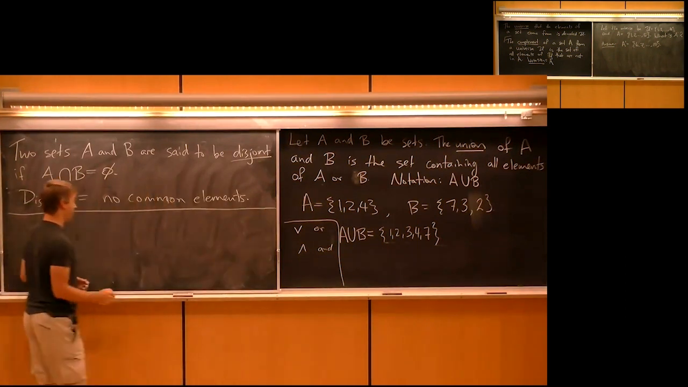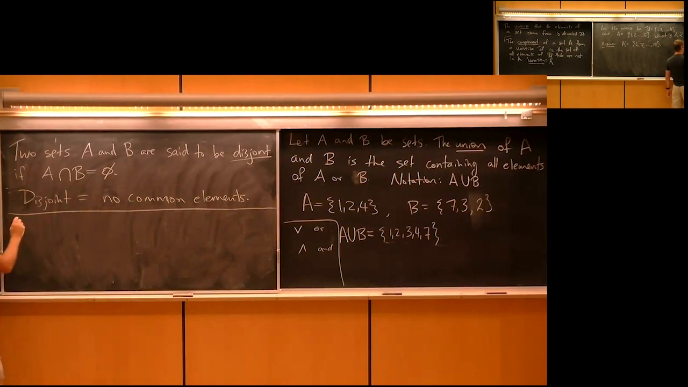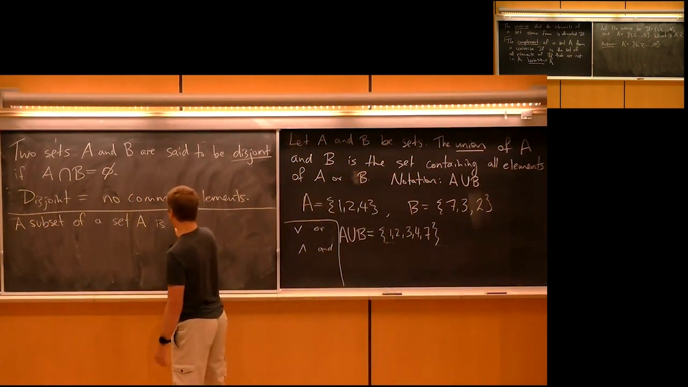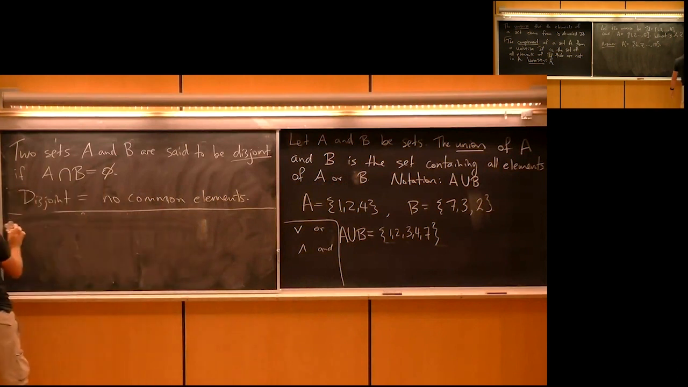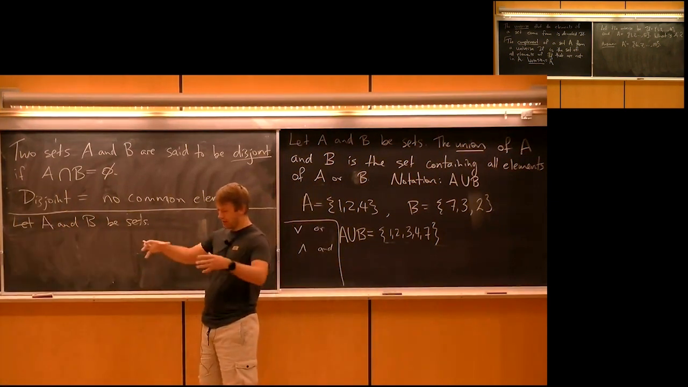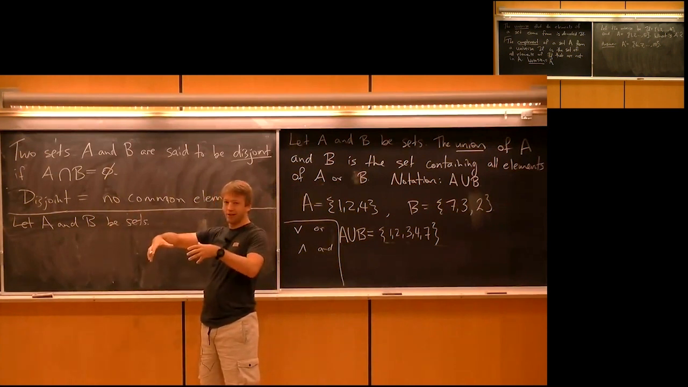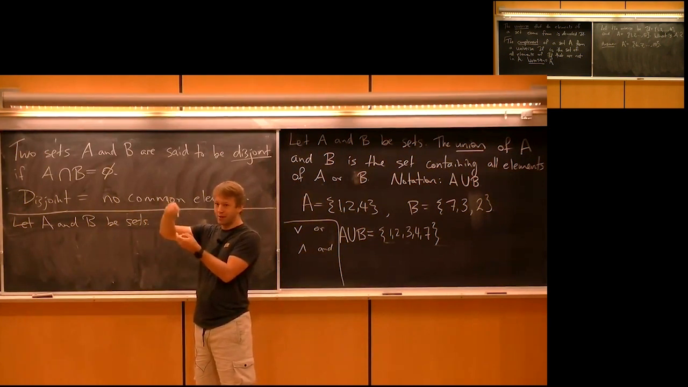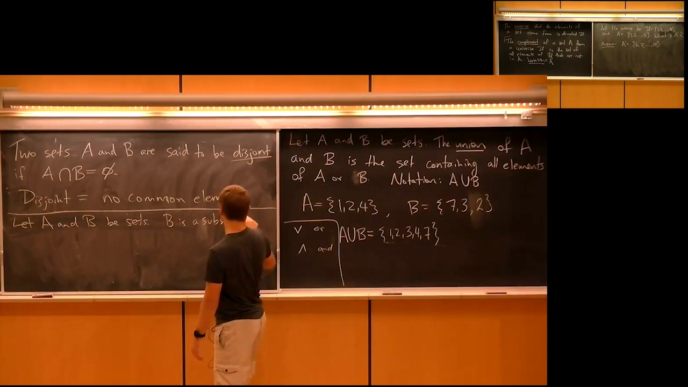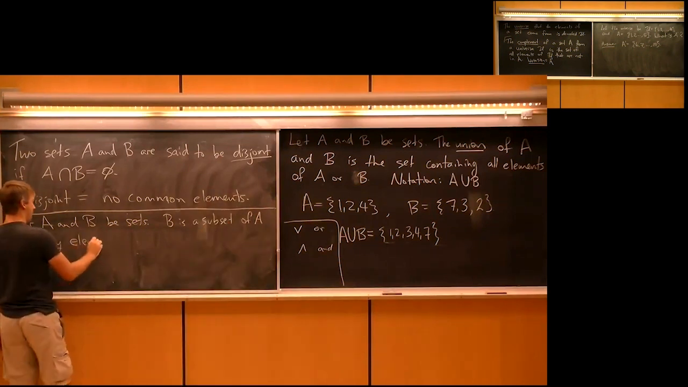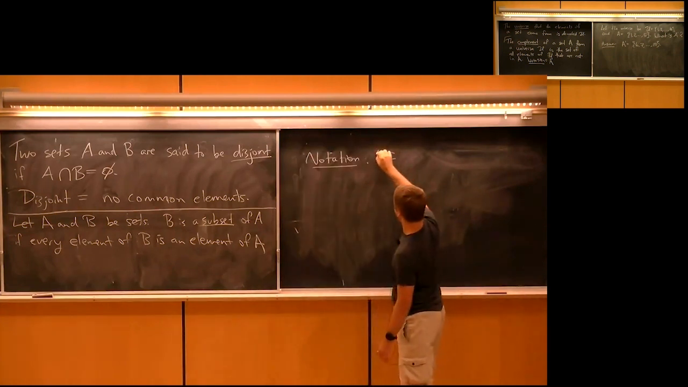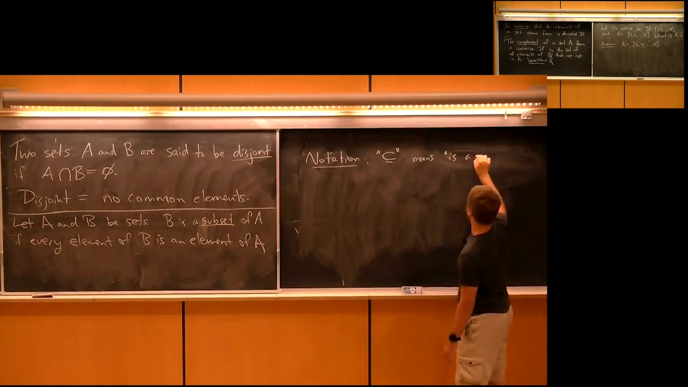Another bit of terminology, apologies that this is all kind of boring, but a subset of a set A is a set, or sorry, maybe I'll say this in a different way. Let A and B be sets. Basically, if you imagine a set as being like a box containing a bunch of elements, a subset is a set whose elements are all in that original set and don't contain anything outside of it. So B is a subset of A if every element of B is an element of A. Here, if I write this symbol, it means is a subset.